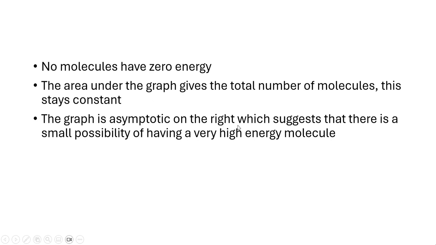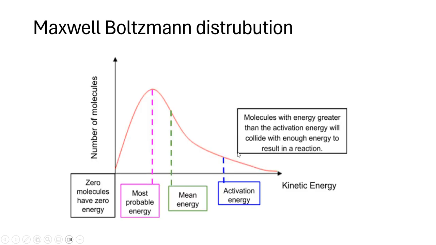The graph is asymptotic on the right, which suggests there is a small possibility of having a very high energy molecule. An asymptote means something gets closer and closer to an axis but never touches it. Here it gets closer and closer to the x-axis but will never touch it, because there's always a very small probability that the molecule has an even higher energy, and it can keep on going.